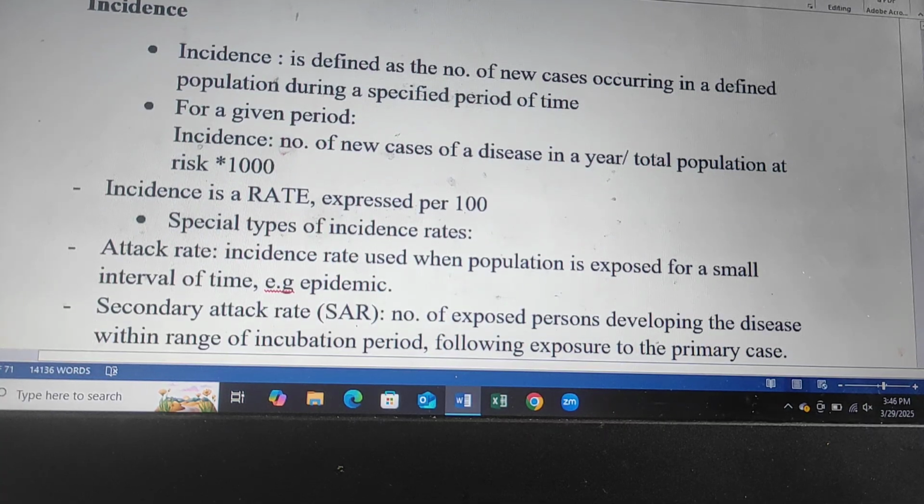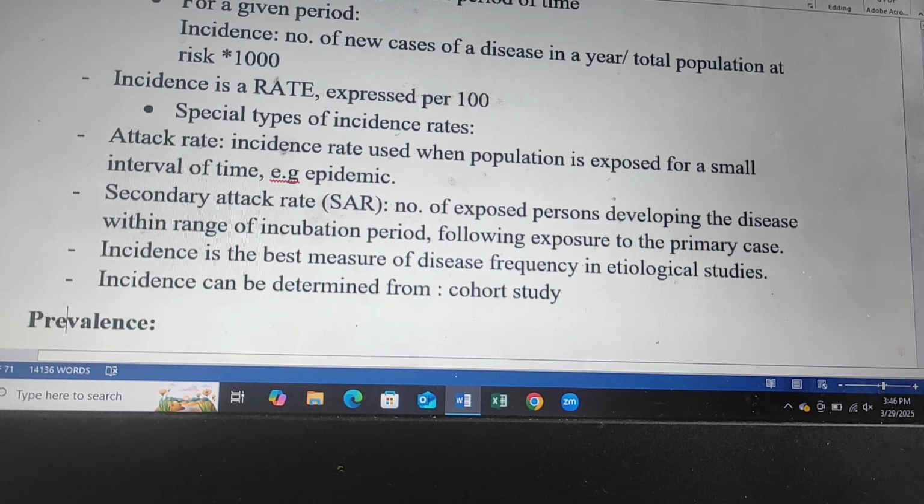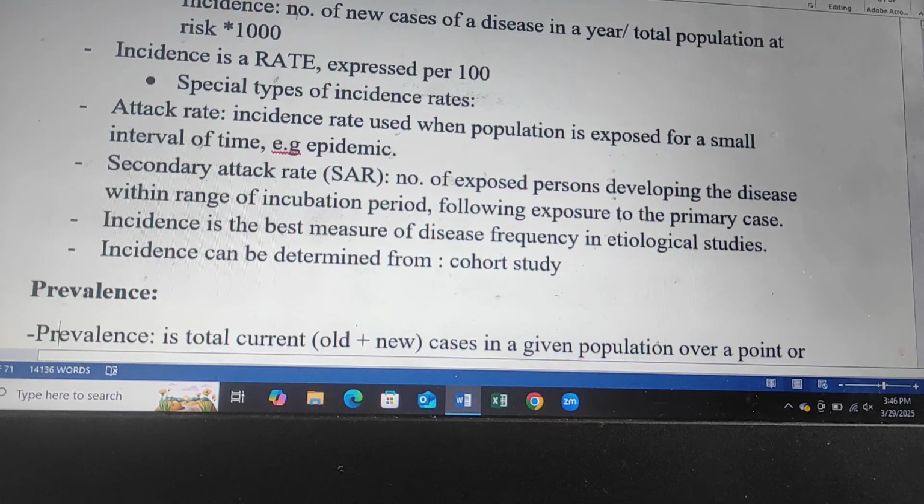Attack rate: an incidence rate used when the population is exposed for a small interval of time, for example, an epidemic. Secondary attack rate: the number of exposed persons developing the disease within the range of the incubation period following exposure to the primary cases. Incidence is the best measure of disease frequency in an etiological study. Incidence can be determined from a cohort study.